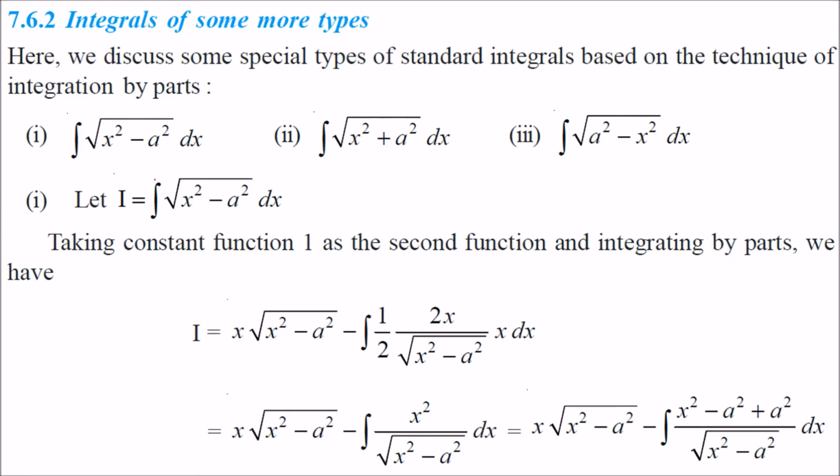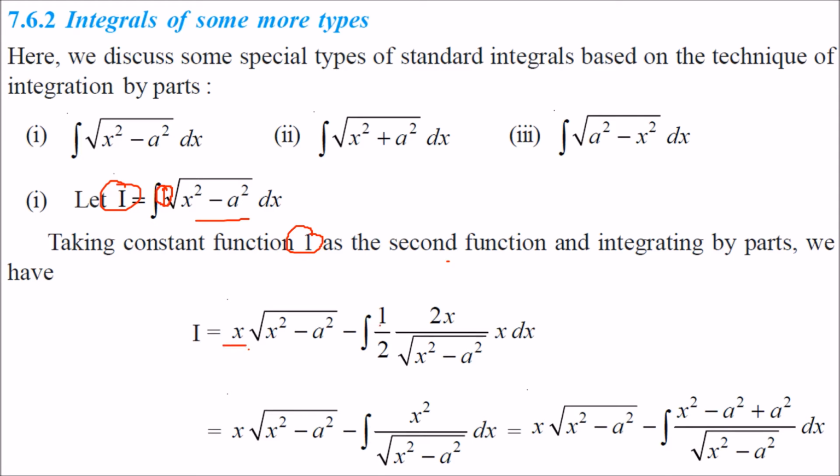If I is the integral of under root x square minus a square dx, just take this as I. So you have 1 into under root x square minus a square. Take 1, the constant function, as the second function, and now integrate. So what you get? x under root x square minus a square. You have to integrate 1, that is, you will get x.